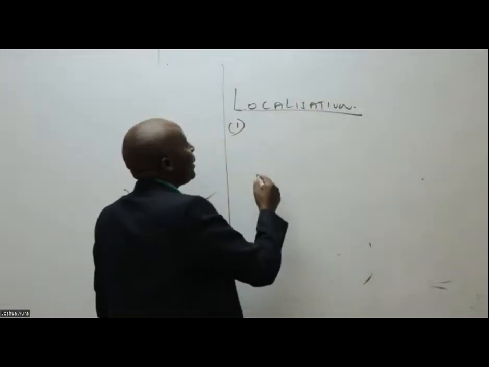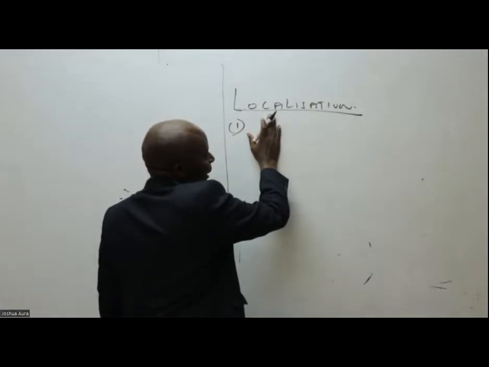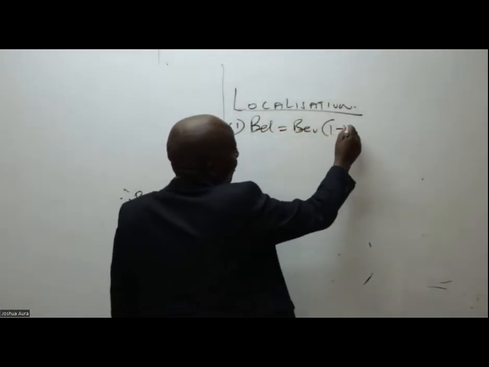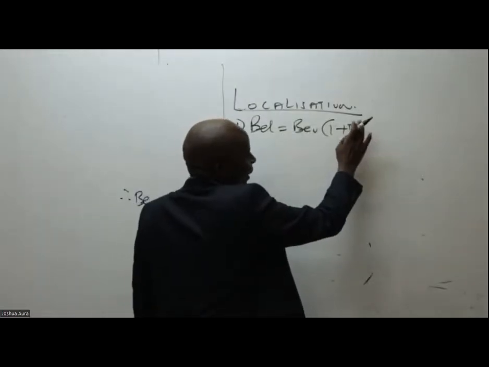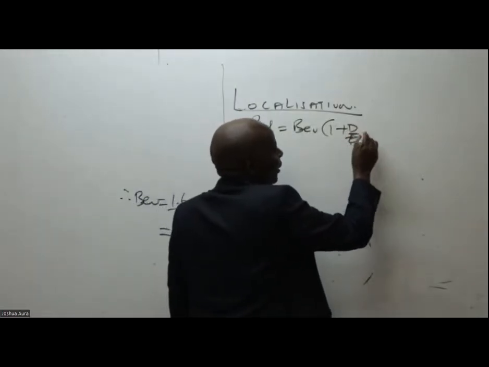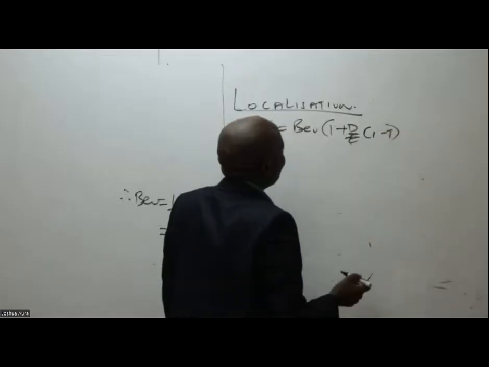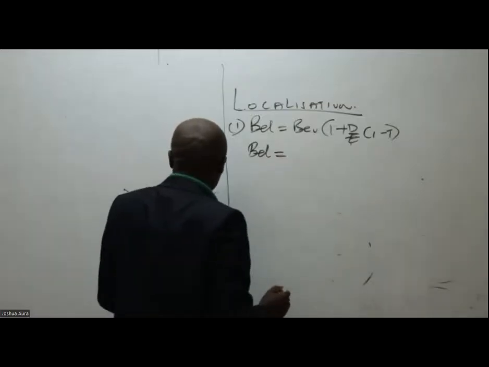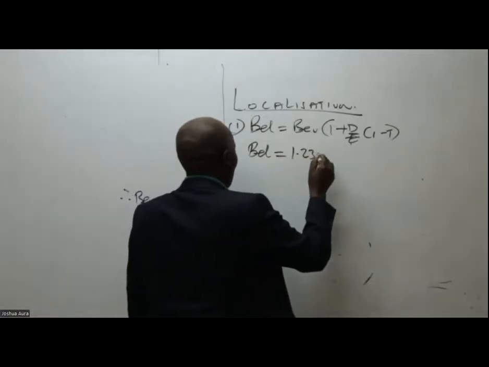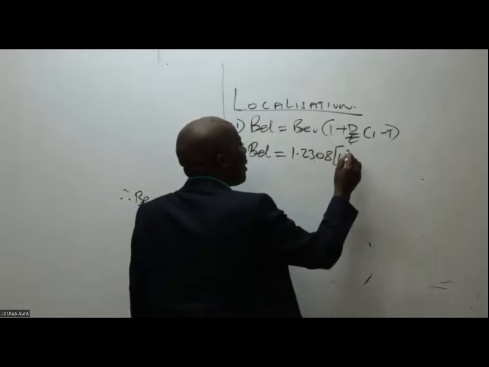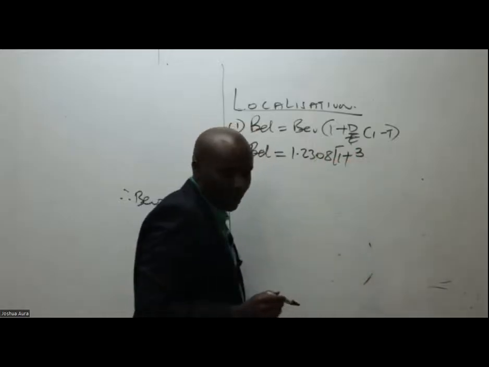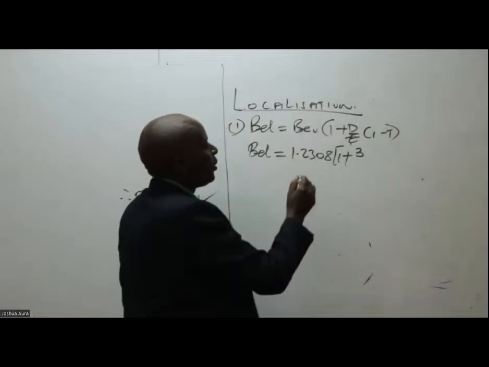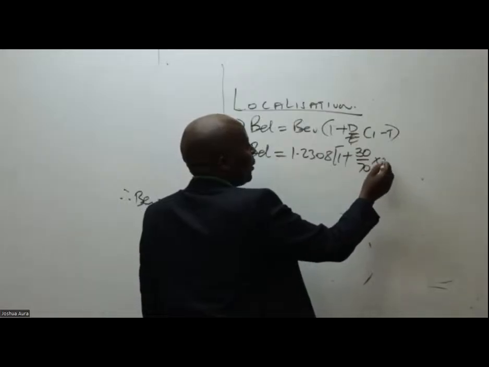Localization is normally done using Hamada's model. So we know that BEL should be equal to BEU into 1 plus debt over equity into 1 minus T. So my BEL localization here will be equal to BEU that I have here, 1.2308 into 1 plus debt over equity. In Roman 1, it is 30 debt, 70 equity, and then 0.7.